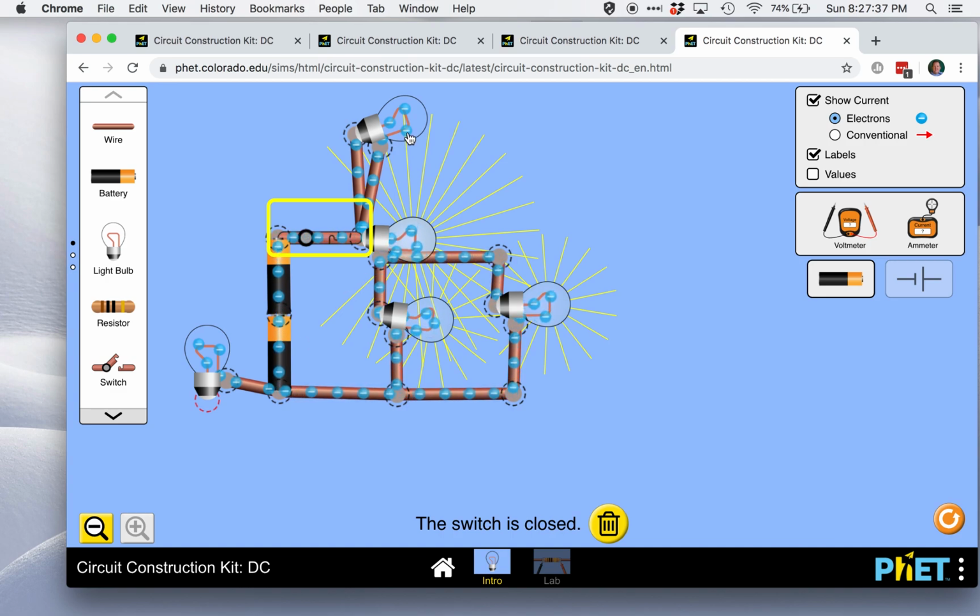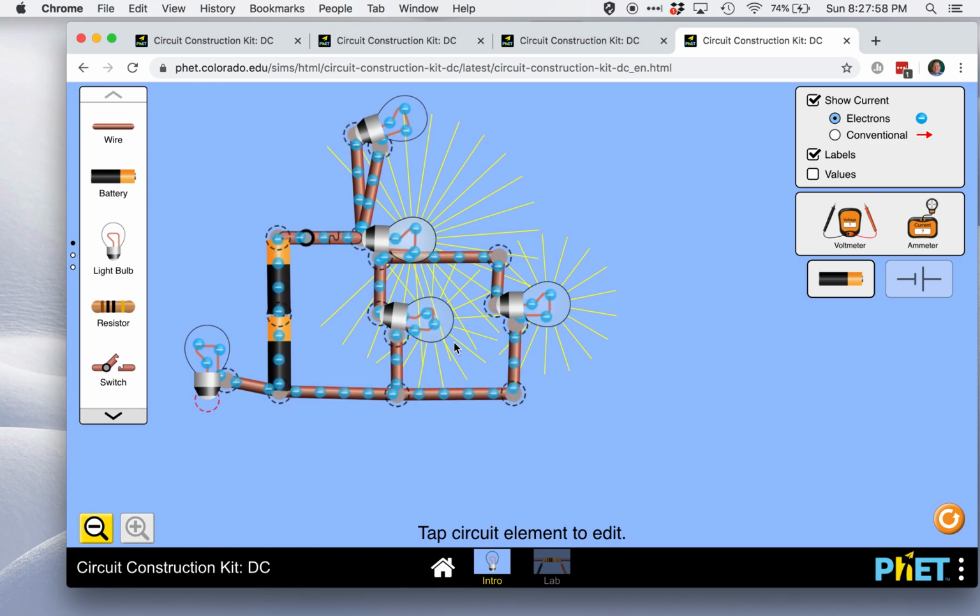The bulb at the top has connections to both terminals on the bulb, but both of those terminals are connected to the positive side of the battery. So there's no energy difference between the wire on one side of the bulb and the other. Hence, you get no flowing charge through this bulb, and this bulb stays off.